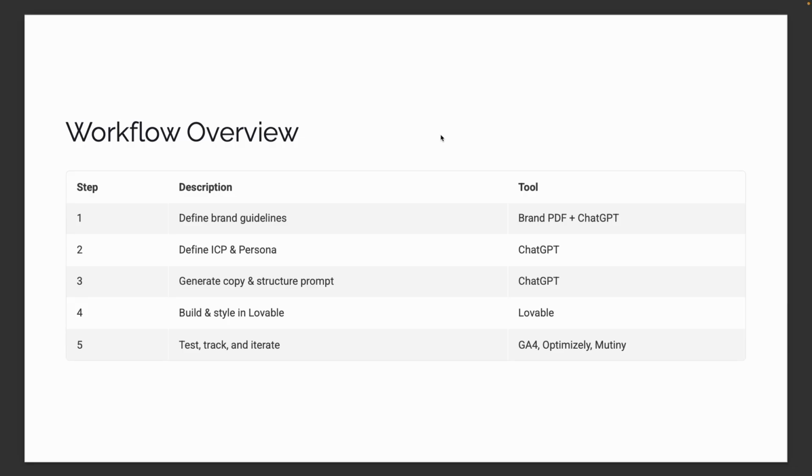Overview of the workflow. Going to talk through defining the brand guidelines and providing those, defining the ideal customer profile and persona. Hopefully for most of you, these are things that you already have available in your company. You would just make them available to the LLM when you're creating copy. We're going to walk through how to structure the prompt for ChatGPT and generate the copy, and then provide that to Lovable, and then show how to build and style that out very quickly. And then we'll talk about next steps, how we would test this, how we could iterate, how we would make sure we're thinking through things like safety and security as well.